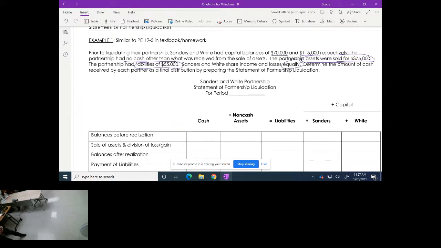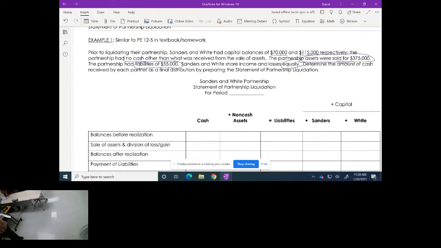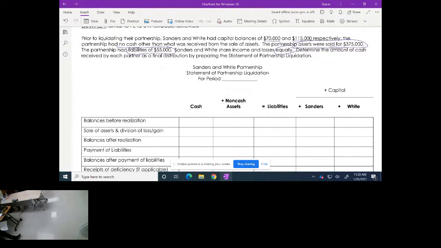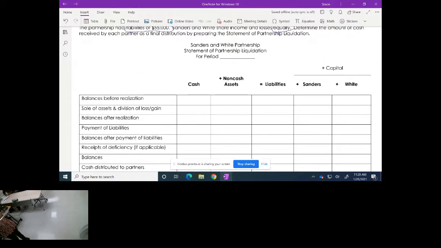Hallelujah. What they want us to do is figure out how much cash was received by each partner as a final distribution. We're going to prepare this statement of partnership liquidation to figure that out. This is our method of figuring that out. On your homework, you may have all this information, and it may say, how much did Sanders receive as a distribution of capital? Well, that's going to be your final answer at the bottom, or the next to last line. How much cash did they get? So you can use this format to answer your homework questions.